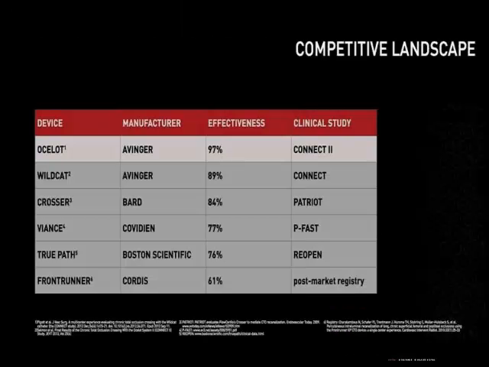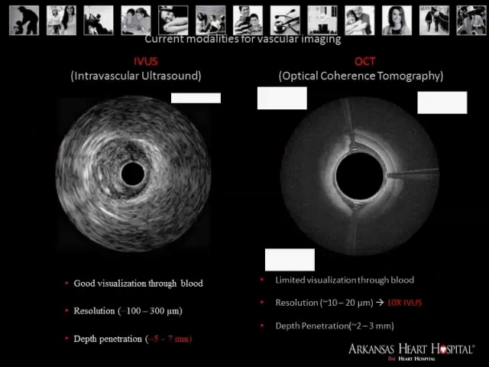The landscape for CTO crossing devices is, like I said, there are several flavors on the market now. Each has a clinical study for indication. We were actually a part of the Ocelot Connect 2, which is what I'll be speaking on. The difference between using OCT and IVUS in the periphery is that with IVUS you can actually visualize well through blood. There's no interference from the blood in allowing you to look at the arterial structure.